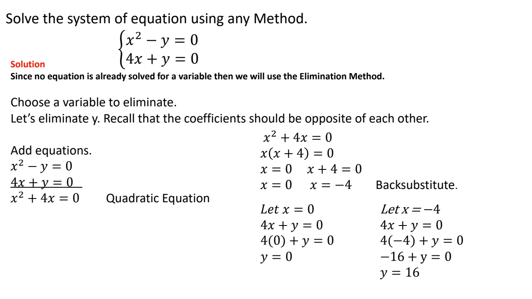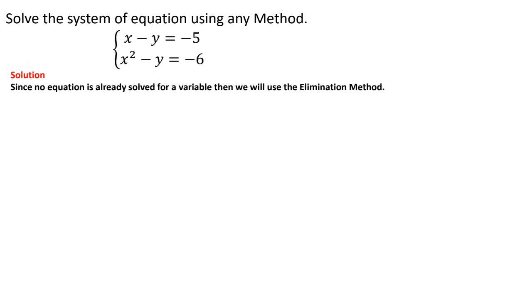Okay. So here we have two solution points. We have a solution set where one is (0, 0), and the other one is (negative 4, 16). Yes? And again, we have a parabola, and my line is crossing 2 points in my parabola. All right, let's try this next example.